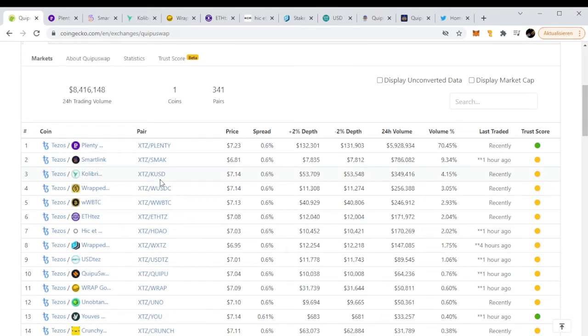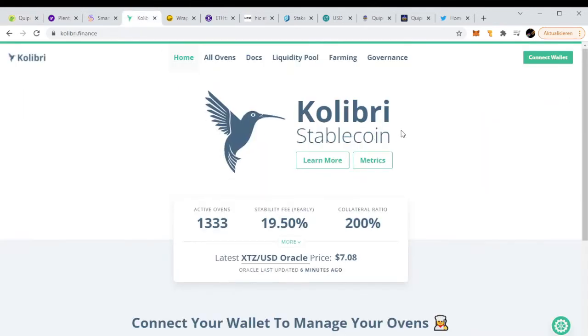We have kUSD, which is a stable coin that is native to Tezos. This is, I think, either the oldest or second oldest stable coin on Tezos. I mean, now you can also farm with it again. You can farm with the liquidity pool tokens and other things to get the governance token for Kolibri. But generally, it's a very normal stable coin.